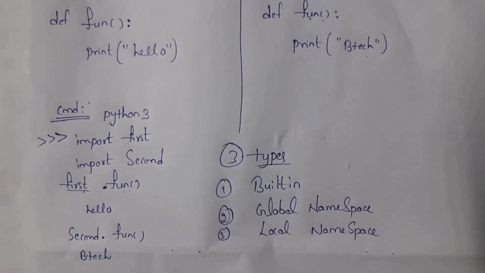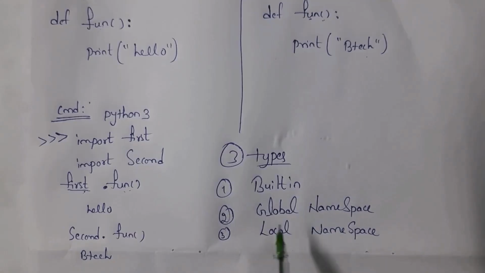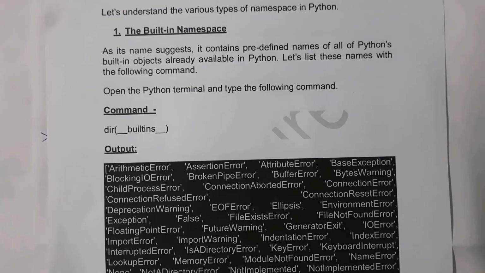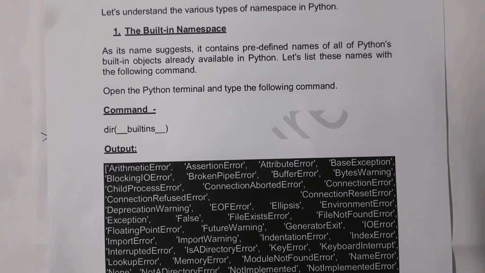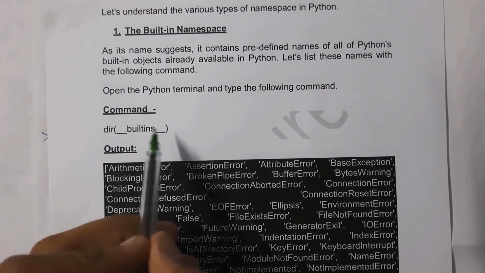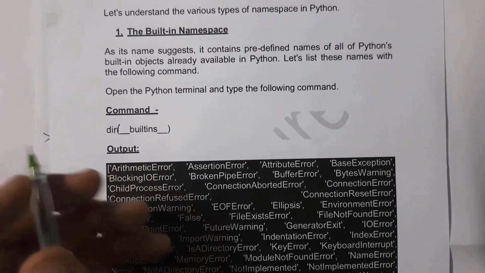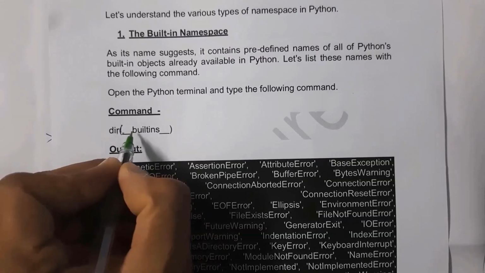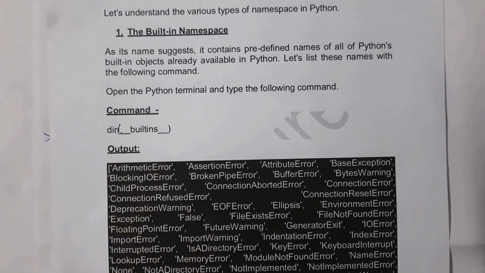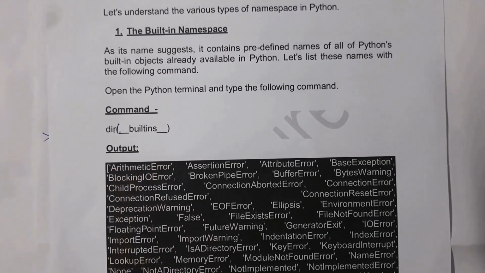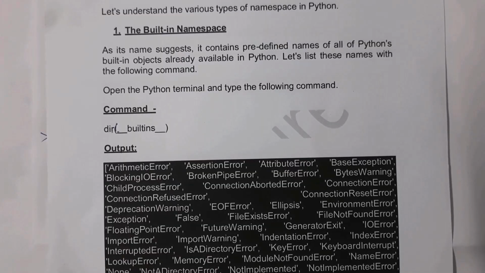Namespaces are classified into three types. They are built-in namespace, global namespace, and local namespace. I'll explain each of them. In order to check all predefined names of built-in objects available in Python, you just need to type this command. Just write here dir and open brackets. Inside the dir function, you need to write underscore underscore builtins underscore underscore. This builtins attribute will represent the predefined names of all built-in objects available in Python.